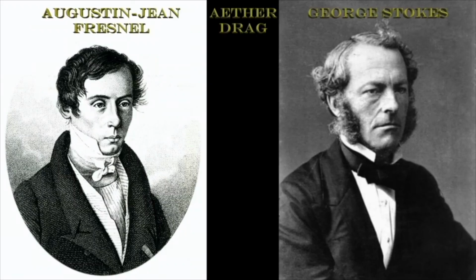Scientists like Augustin Jean Fresnel and George Stokes proposed alternative solutions to the reason why the speed of light did not seem to be affected by the ether. They assumed that there existed some form of ether drag, where the ether is dragged by the friction of the Earth when it is near the Earth, and has less or no drag in deep space.